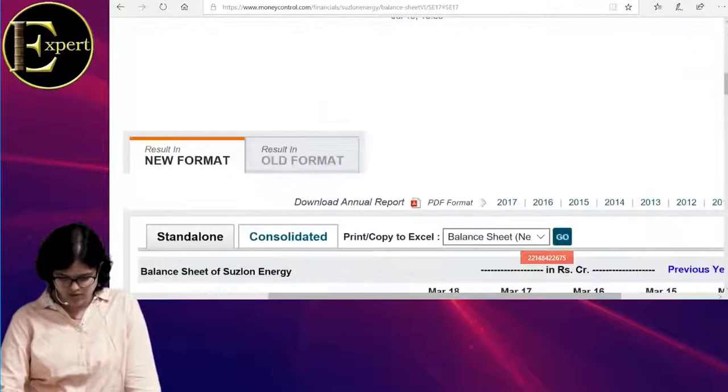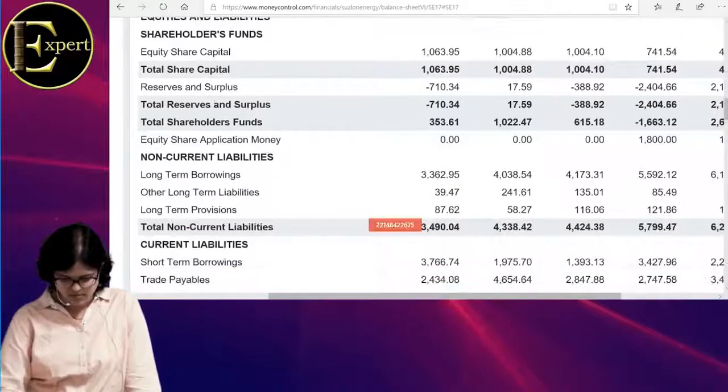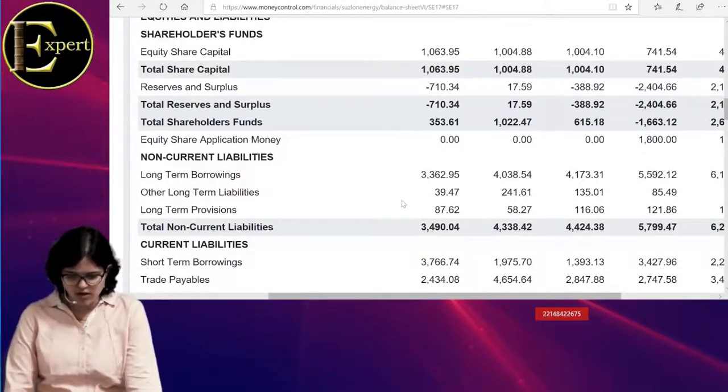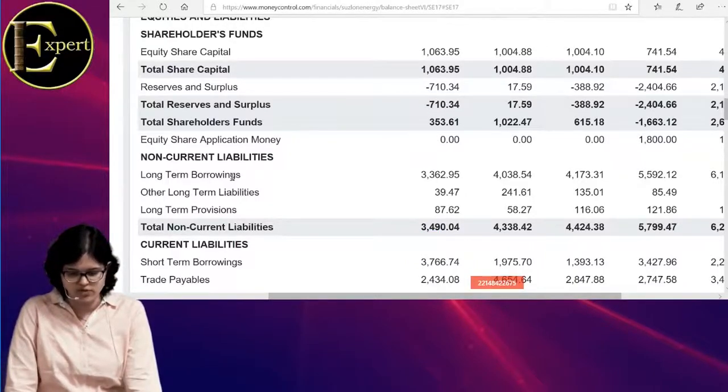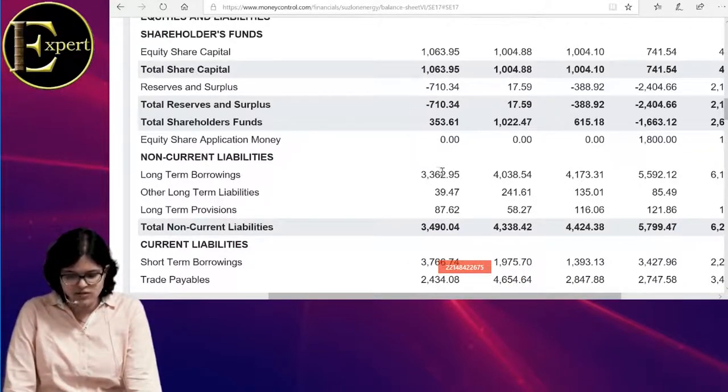Now check this out. Total non-current, so long-term borrowings is what? Our debt. Mainly we are going to focus on this, rather than provisions. This is 3,300 rupees of debt. And how much is equity? Shareholders funds, equity, 353.